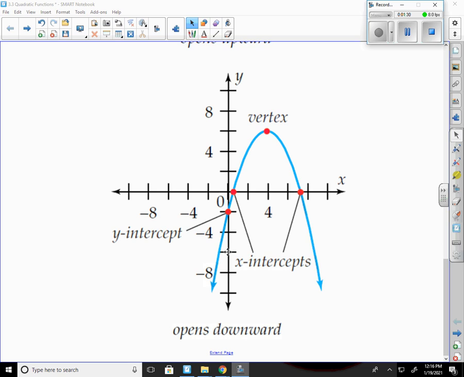In this case, my vertex is at the top. It opens downward. I have two different x-intercepts, just being where it crosses the x-axis, and a y-intercept off to the left side of the parabola.